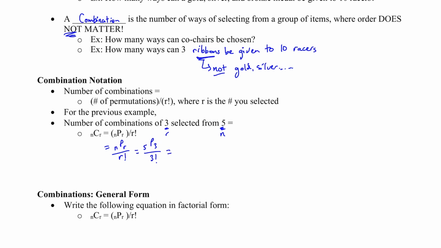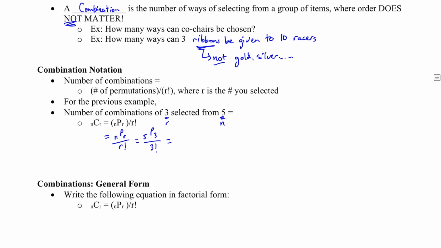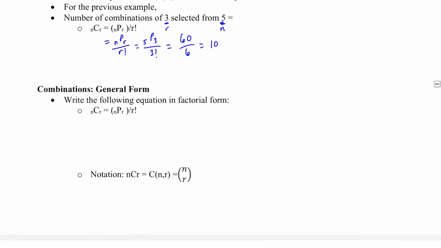And that gives us 5P3, which is, slipping my head right now, that is 60, and 3 factorial is 6, so 60 divided by 6 is 10. Okay. Combinations, a general form.